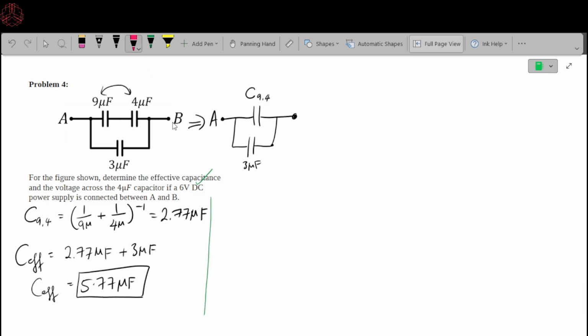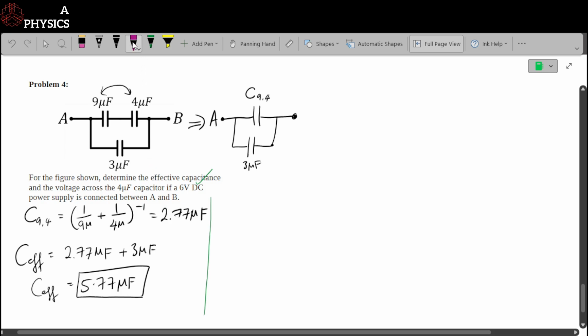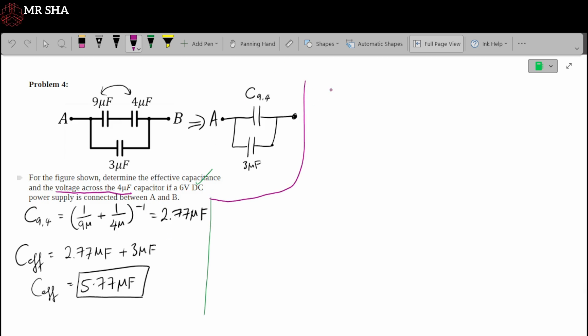So now I want to look at the second part, which is the voltage across the 4 microfarad. The good thing about this problem, let me just write down from the top here, is that the voltage across C9,4, the combination of this one, is going to be equal to the total voltage, which is equal to the voltage of the 3 microfarad. Okay, that's the nice part about it.